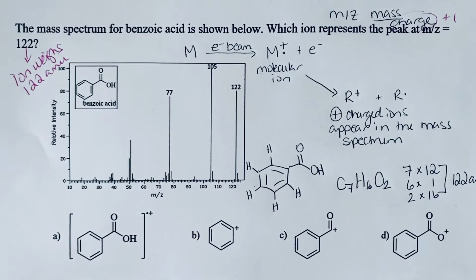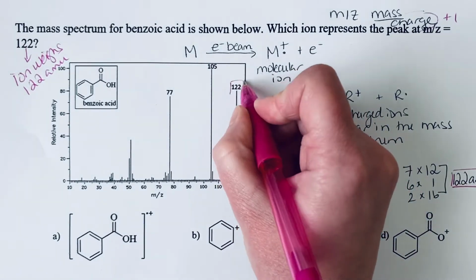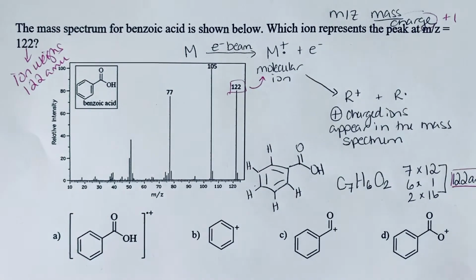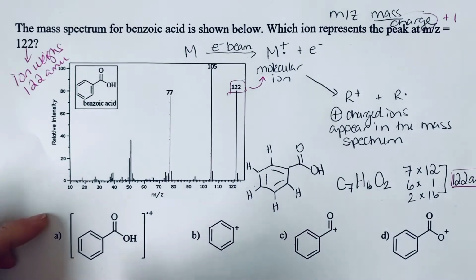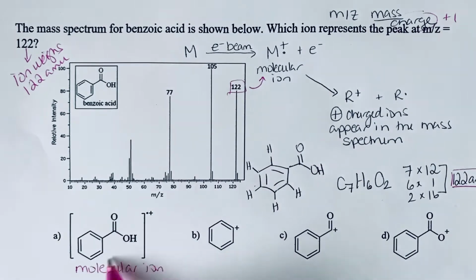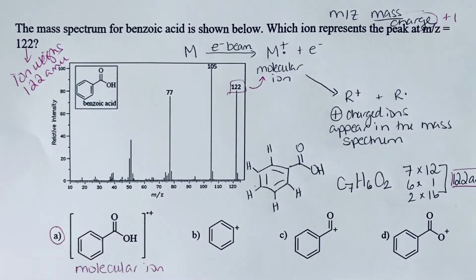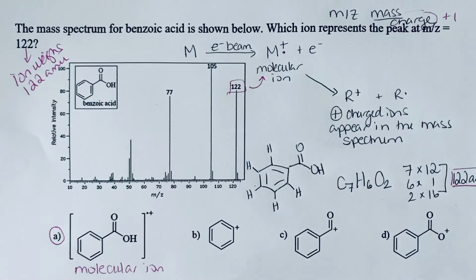So that's the weight of the benzoic acid itself. This ion at 122 is the molecular ion. Looking at these possibilities, A shows us the molecular ion, the entire benzoic acid as a radical cation. So that answers the question. We can also assign these other key peaks, and I think that's a good exercise to go through here.